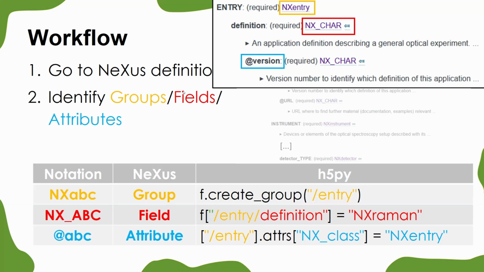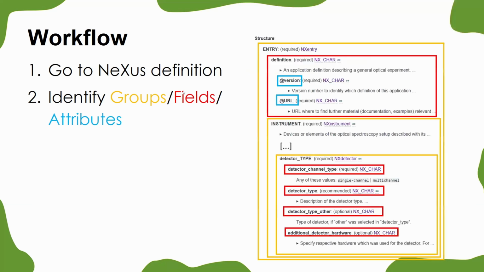There are also sometimes upper and lowercase notations mixed, as you see here. Version is lowercase notation and URL is uppercase notation. Both are attributes. This can be mixed. Also, you see here detector underscore and then uppercase type. This is, so to say, the group. And you see here it is a base class, NX detector.